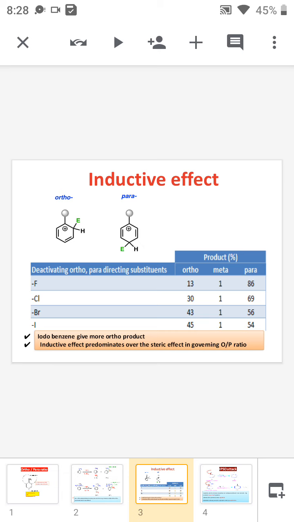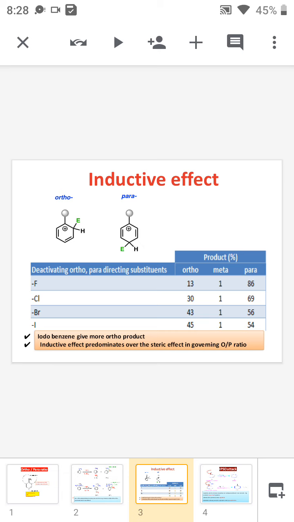So this table clearly shows that as we move from top to bottom in group 17, the size of the atom increases. The electronegativity decreases from top to bottom and the donating capacity of the halogen increases from top to bottom.